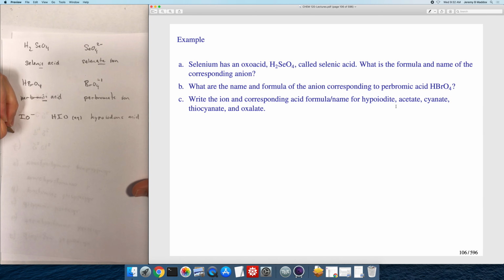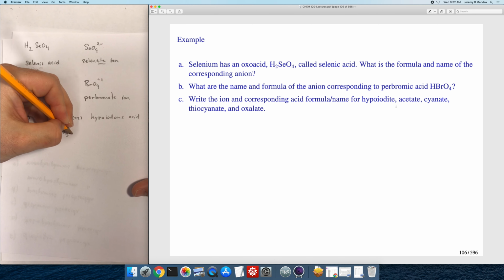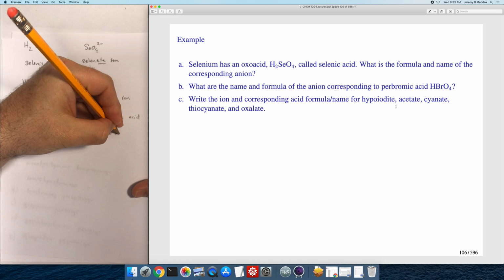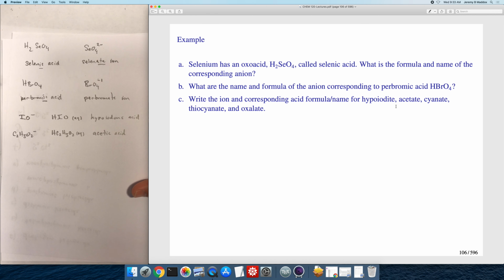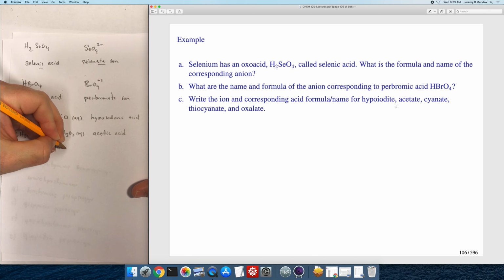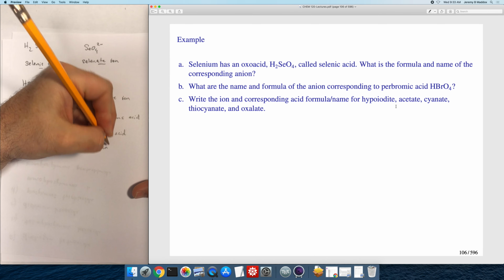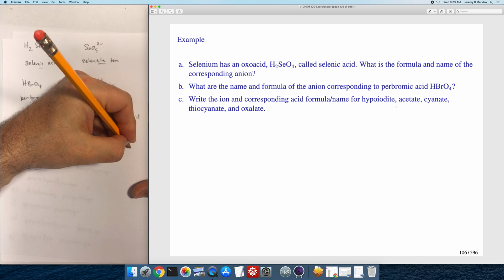For acetate, here's the formula for acetate. You add a proton to it, and this would be acetic acid. Acetate becomes acetic acid. For the cyanate, we add a proton, and this would be cyanic acid.